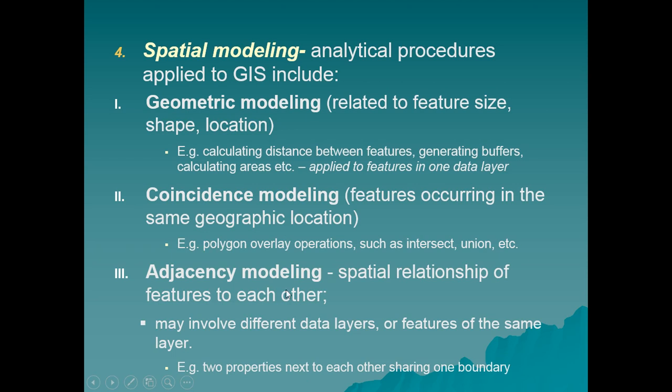So we have adjacency. So bear in mind, the name of the type of spatial modeling clues you into exactly what this type of spatial modeling is. Geometric, coincidence, and adjacency. And again, just to emphasize, it is always helpful to know an example, not only for your understanding, but to demonstrate your understanding if you have to be writing essays or short answers.